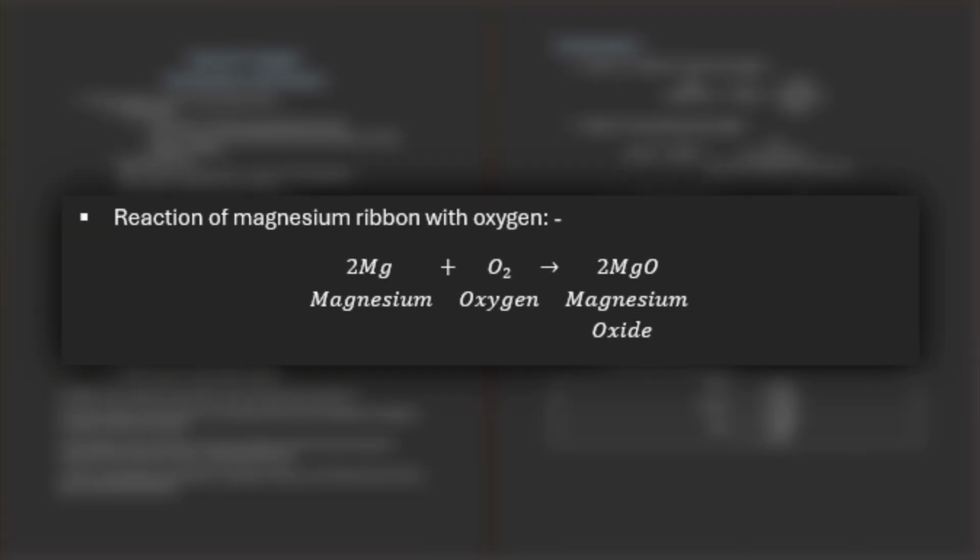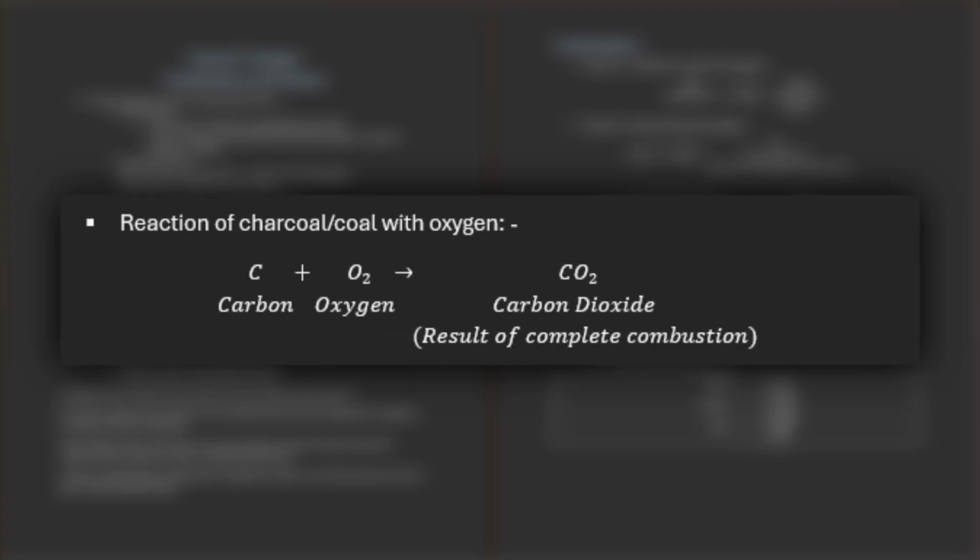Now we come to combustion. What is combustion? What is the process? Before jumping to the reaction of combustion, we first come to know about the reactions. Reaction number one: magnesium ribbon, when burned in the presence of oxygen, gives magnesium oxide, that is a white powder. Reaction number two: coal and charcoal, on the other hand, when burned in the presence of oxygen, give carbon dioxide because they are carbon by nature.